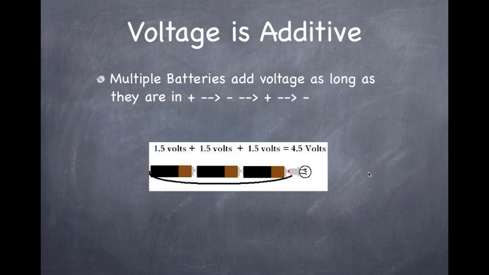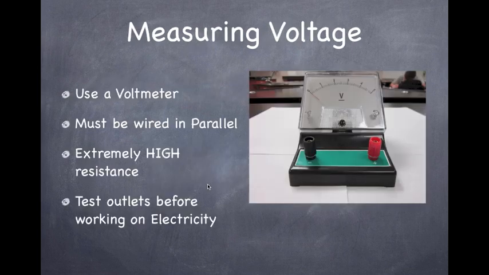You are expected to know that voltage is additive. So whenever you take multiple batteries and put them in a combination like this, the multiple batteries actually add their voltage. So if you have 3 AA batteries, that actually provides 4.5 volts to the device. As long as they are wired so that you have the negative, positive, negative, positive, negative, positive. In other words, they're in line, they don't oppose each other, the voltage is additive.